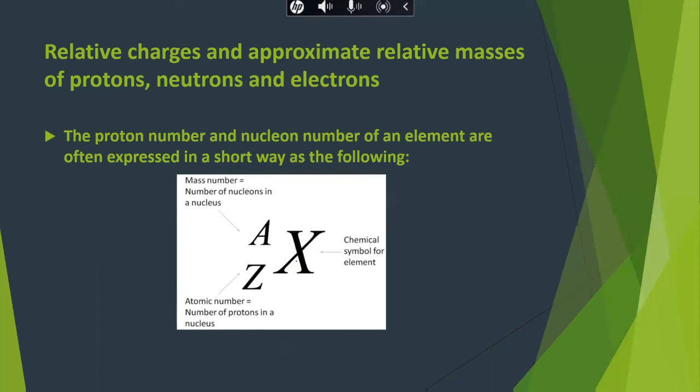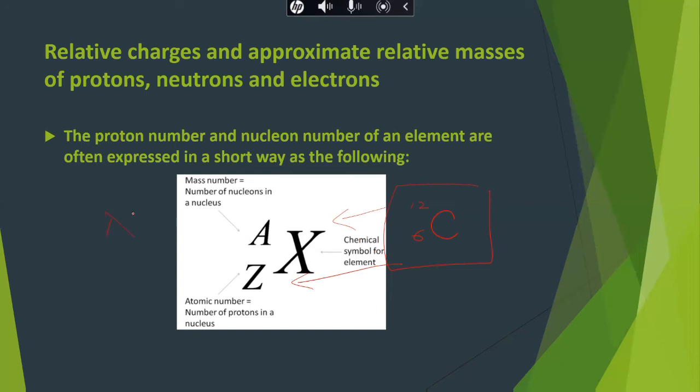You can see this is the symbol, any element. Let's suppose carbon. The number of nucleons in a nucleus is A. That is 12, which you can see from the periodic table, and the atomic number, the number of protons, is Z. That is 6. So the symbol for carbon has mass number, or nucleon number, or atomic mass, 12. And here, this is the atomic number. We can call it proton number.